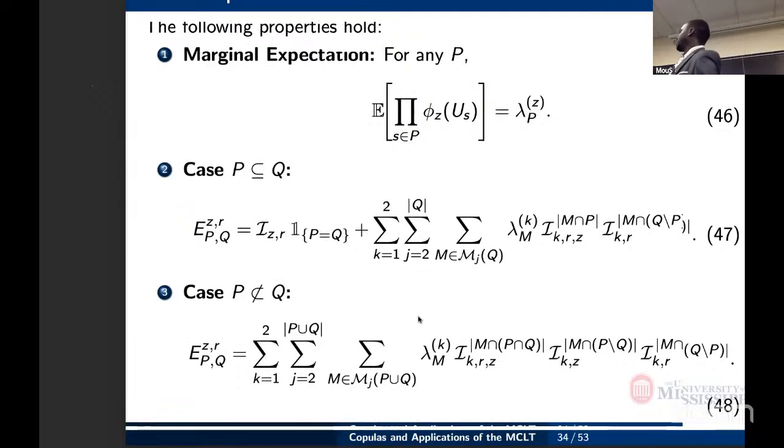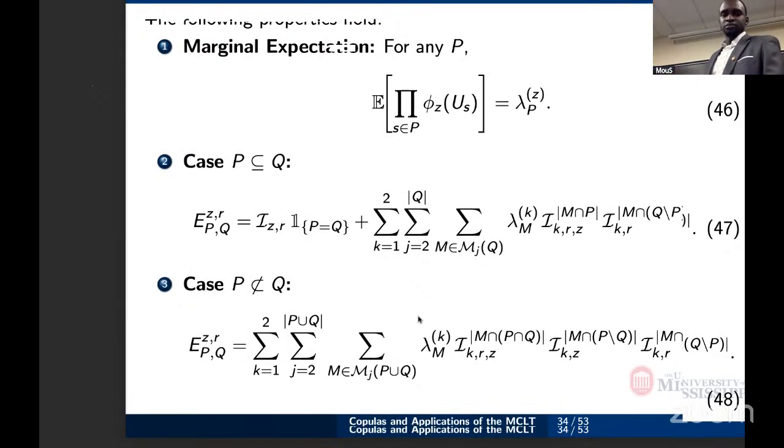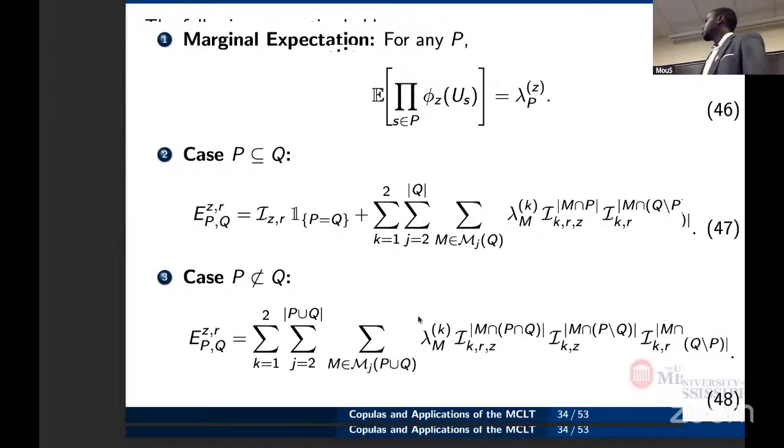So 47 and 48 give the expected values for the specific case. I will take a few seconds to let you read that. The case P contained in Q also involves the variance because they might be equal.